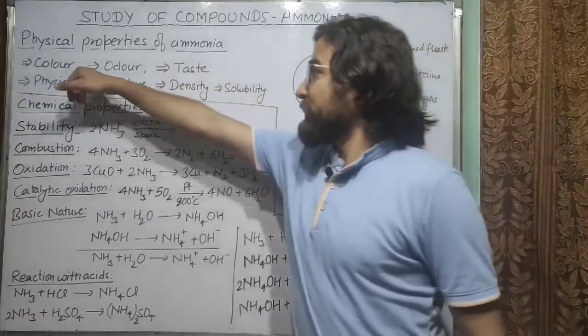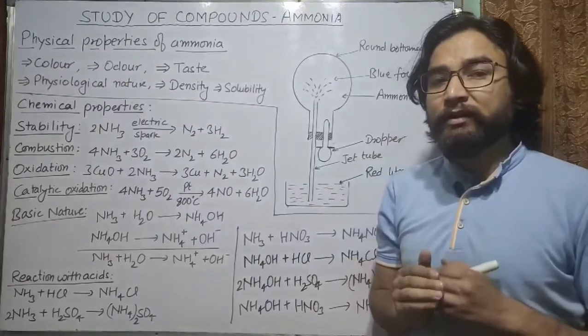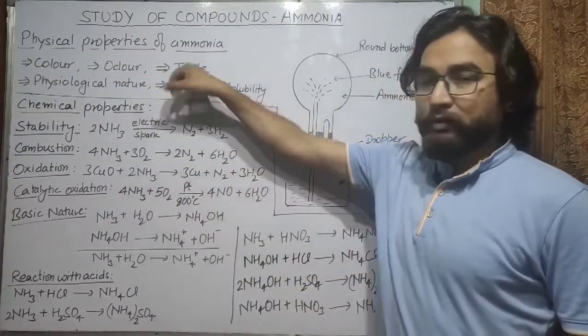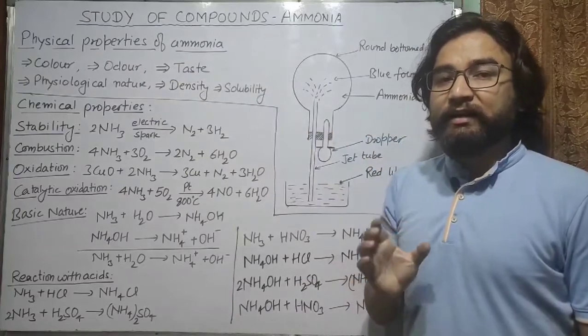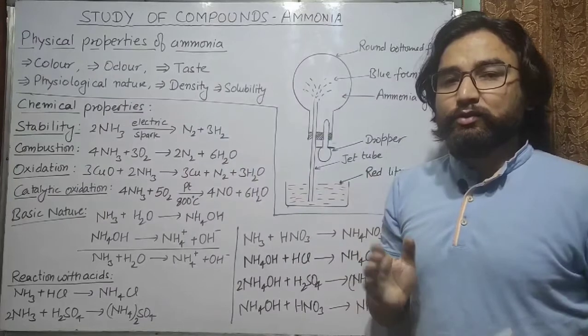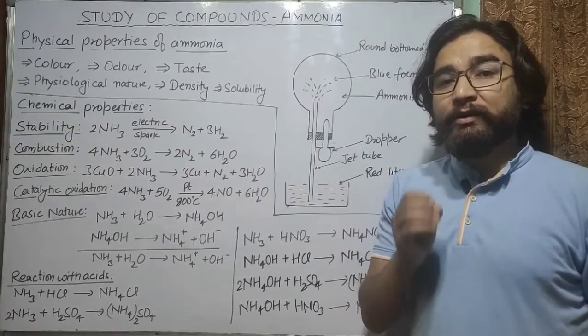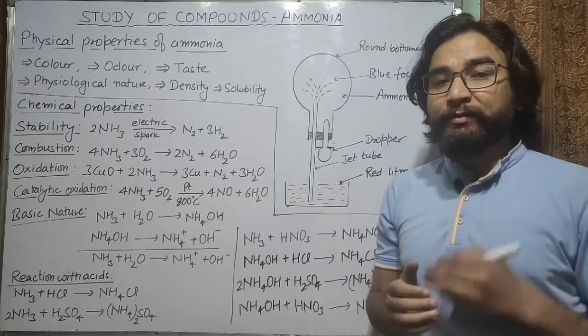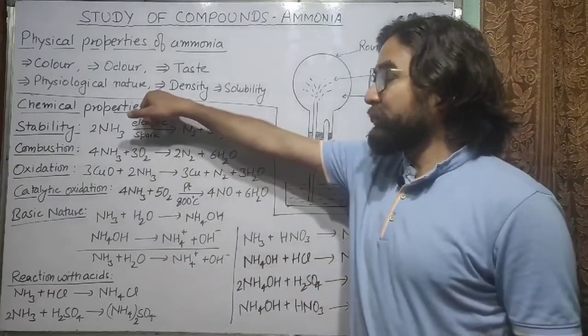So first is color. So you know that ammonia is a colorless gas. It is odorless gas. If we talk about taste, so it has slightly alkaline taste. If we talk about its physiological nature, so ammonia is a non-toxic gas, but when it is inhaled in excess, it may be fatal and it may bring tears in eyes on inhalation.